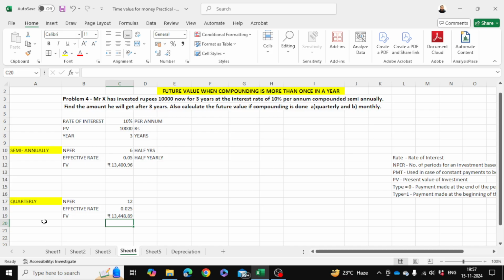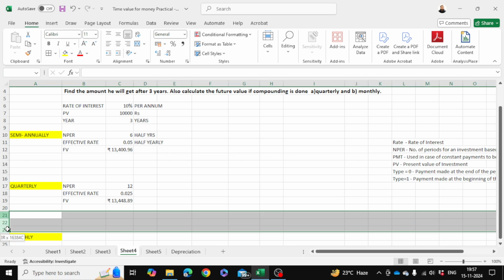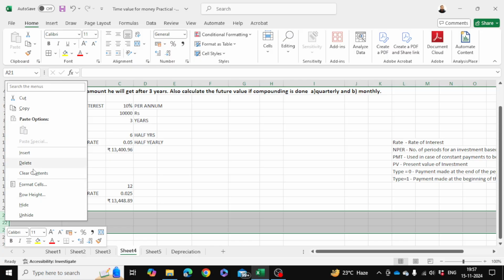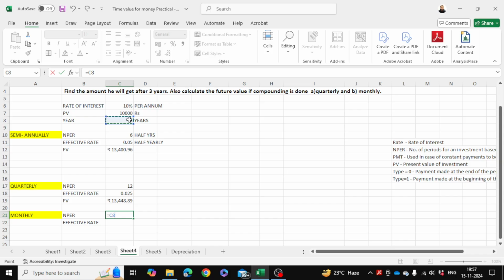Similarly, you are supposed to calculate it for your monthly basis. You can delete the extra column, if any row is extra, you can click it. Again, same thing you are going to mention, so you can take equals to end period, multiply by 12, right? And your effective rate of interest is divided by 12.